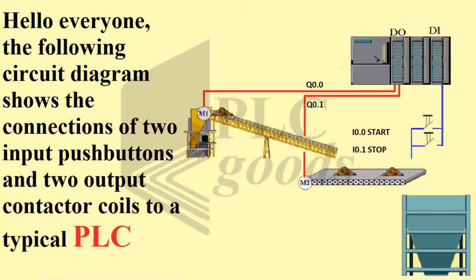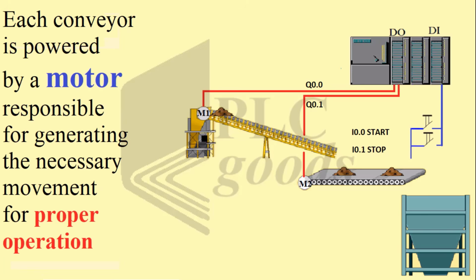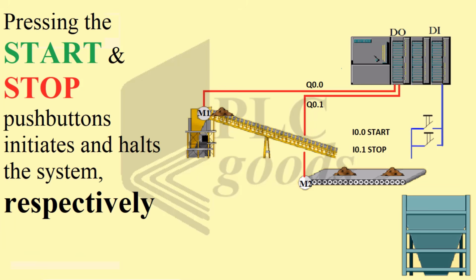a typical PLC. In the diagram, we observe two conveyors facilitating the movement of industrial waste from one location to another. Each conveyor is powered by a motor responsible for generating the necessary movement for proper operation. Pressing the start and stop push buttons initiates and halts the system respectively.